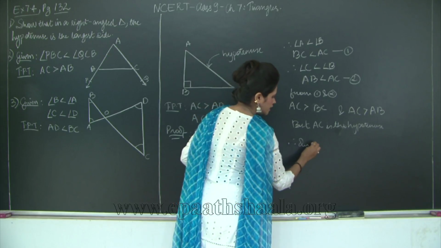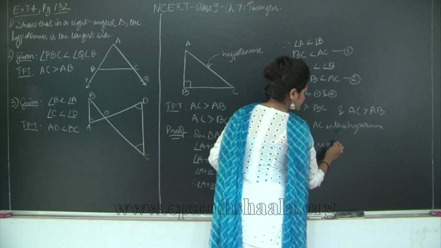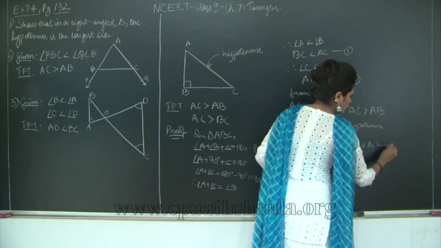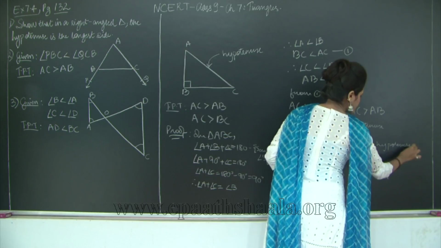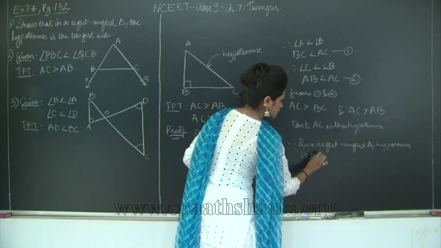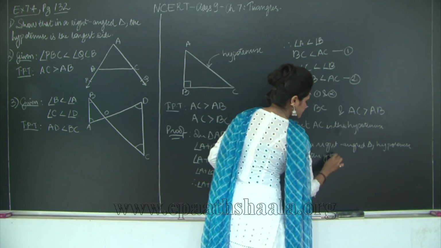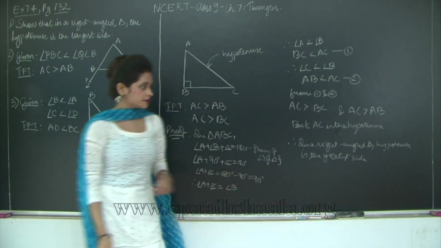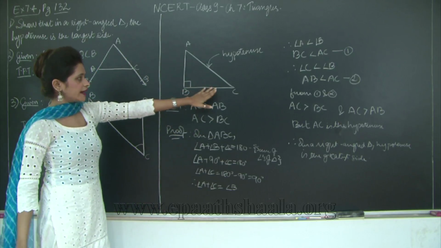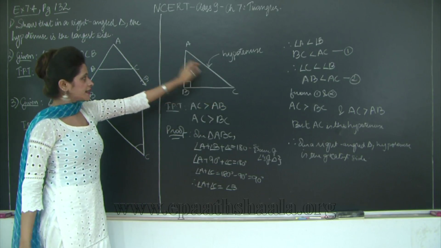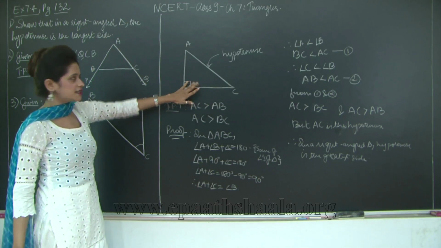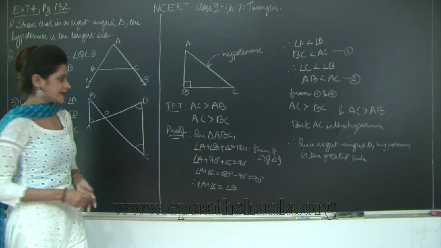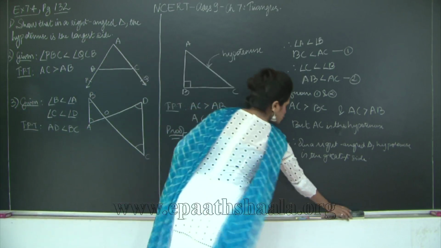Therefore, in a right angle triangle, the hypotenuse is the greatest side. Hence proved. So in my right angle triangle, AC is the hypotenuse and it is greater than AB as well as it is greater than BC. This is valid for all the right angle triangles. The hypotenuse will always be the greatest side. Now let's move on to question number 2.